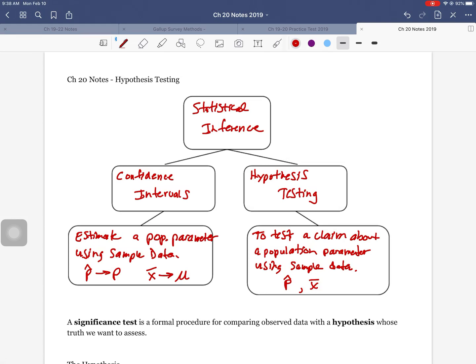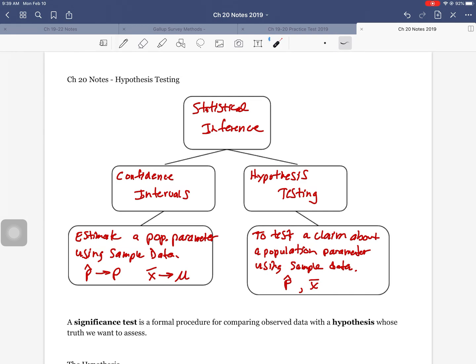Now, let's fill in this flowchart to start off with, explaining the connections and the differences in statistical inference. So statistical inference is divided up into two main parts. The first part is confidence intervals, which we have been studying already. And the second half of statistical inference is hypothesis testing. So I'll give you a second to write those down. These two areas comprise statistical inference. So you're really going to learn about the second half of statistical inference today.